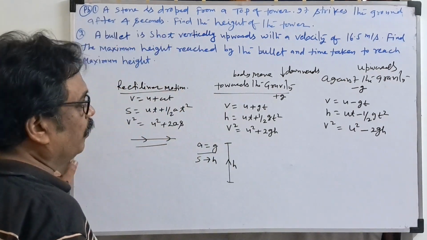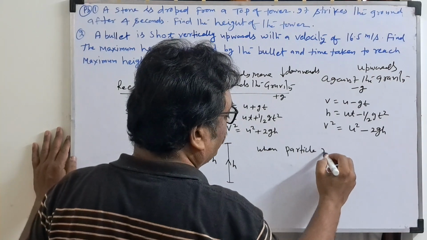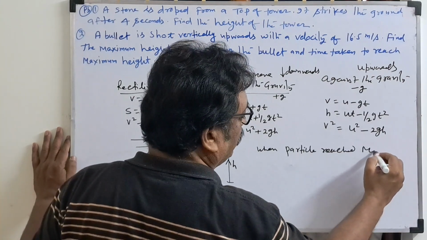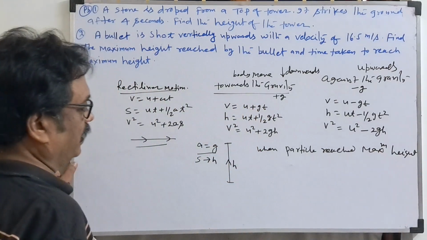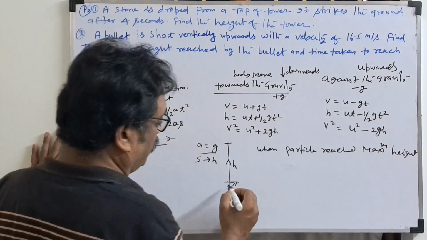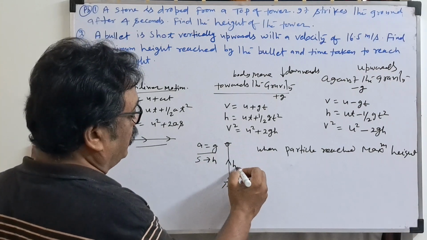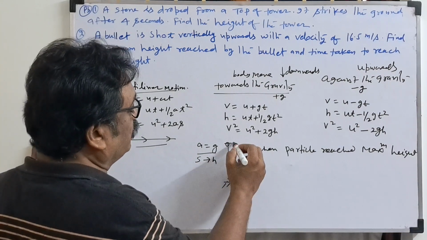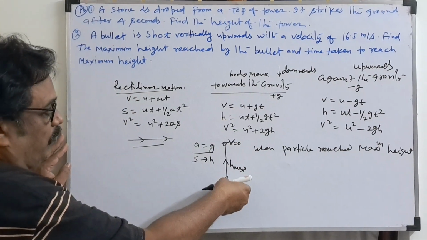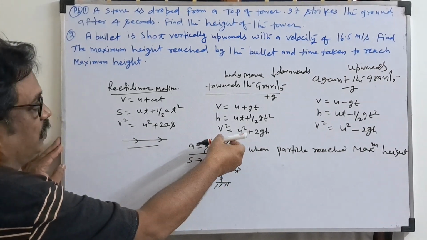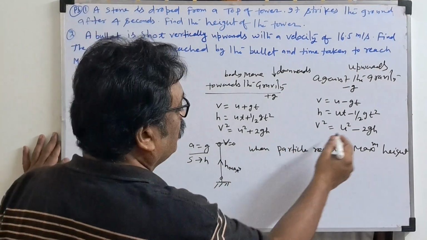Now, some formulas come when particles reach maximum height. Suppose this is the earth surface and we are throwing a ball. It reaches the maximum height when the final velocity is 0. Once you throw a particle, its velocity gradually decreases and finally the velocity becomes 0. Once velocity becomes 0, the height will be maximum.